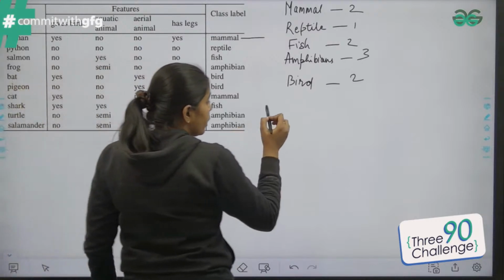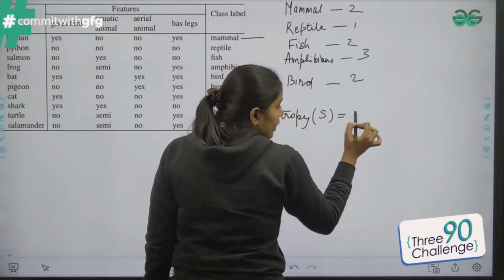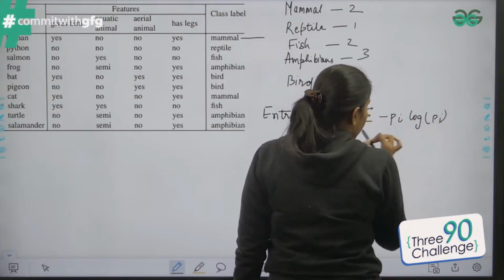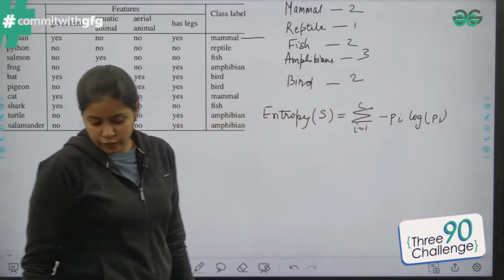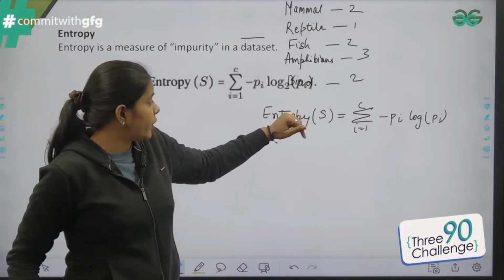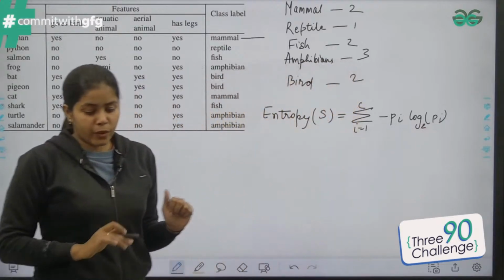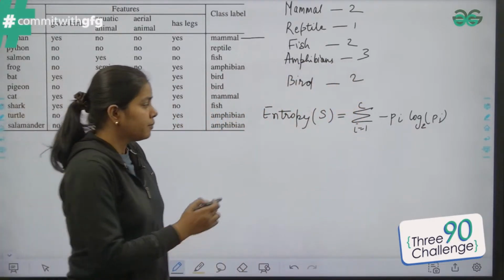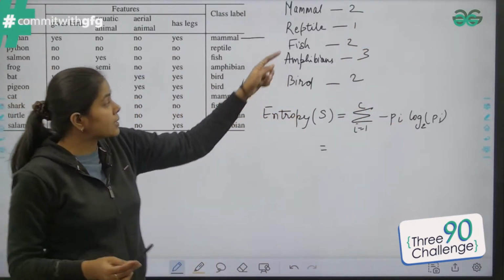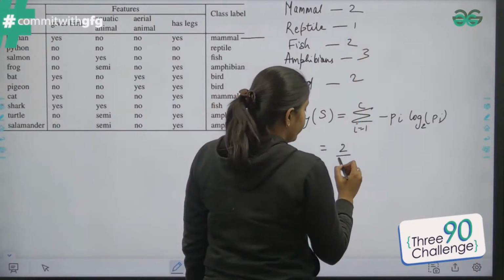Now I have to find out impurity in this data set. So I'll find out entropy of S, and that is basically summation of minus pi log of pi, i varying from 1 to C. C would be the number of classes. You can see here minus pi log 2 of pi, and log 2 means it is base 2. So it would give me impurity in my data set. Pi is the probability of a particular class, so in total that means 10.